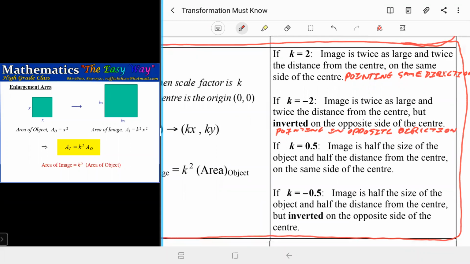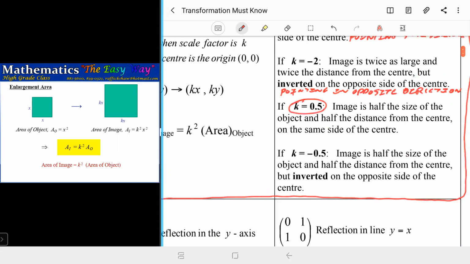This one now, the scale factor is a half, like I summarized what we did in the notes. The scale factor is half, so the image is going to be half the distance from the center, and on the same side of the center because it's positive, and pointing in the same direction. I said that earlier: the image and the object will be pointing in the same direction because of the positive scale factor.